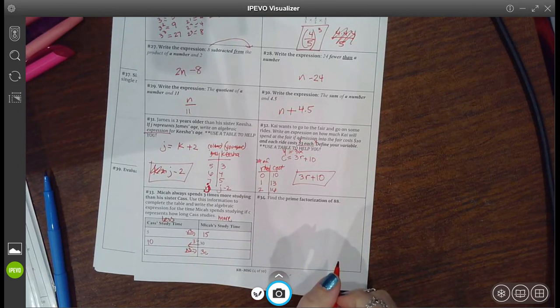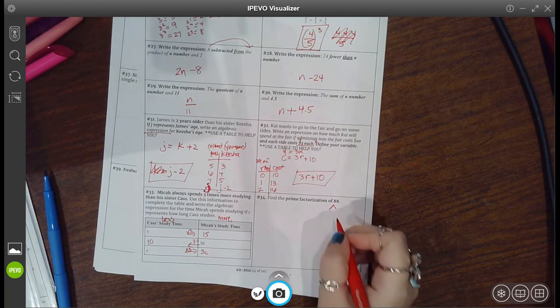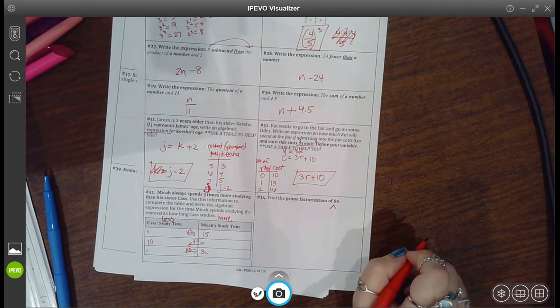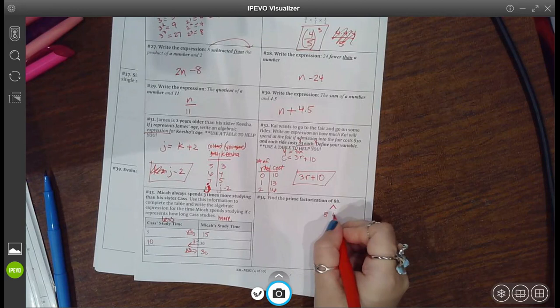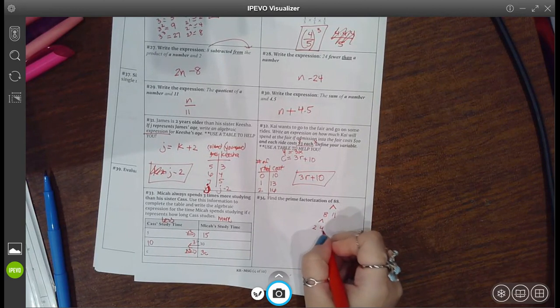Okay, next one says find the prime factorization of 88. So break this down and keep going until you get to prime numbers. So what times what is 88? If your tree looks different than mine, that's okay, as long as we're all going to get to the same primes at the end. Okay, I said 8 times 11, and 8 can keep going to 2 and 4.